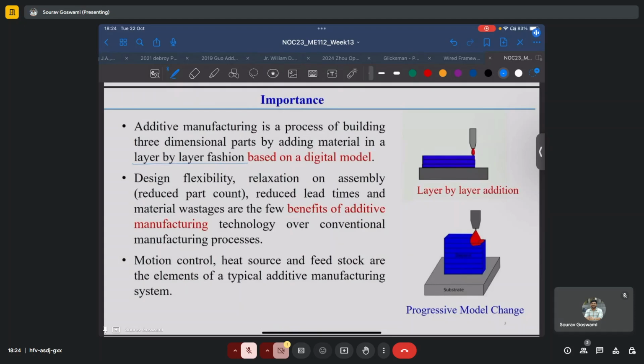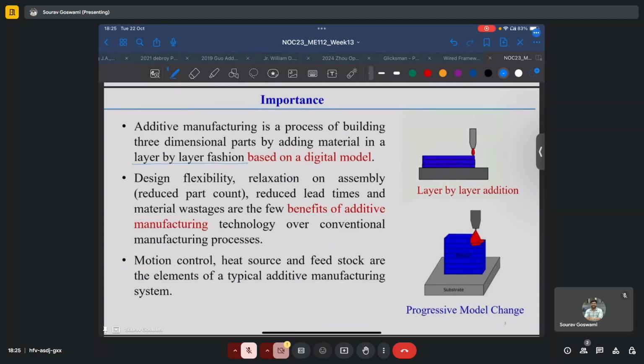Relaxation on assembly because of the reduced part count. Again, because of the design complexities. Earlier, a complex part would have been made of, say, multiple subparts. There is a famous example of GE's LEAP engine nozzle, which earlier was made up of 31 parts, which would then be assembled together very precisely. But with additive manufacturing, it can be realized as one part in one step.